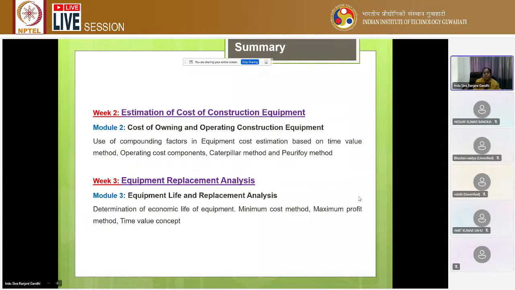Then we moved on to illustrations on how to determine the optimum equipment replacement time. We adopted two different approaches: one is the minimum cost method, the other is the maximum profit method. Based on that, we were able to determine the optimum equipment replacement time for a particular equipment.